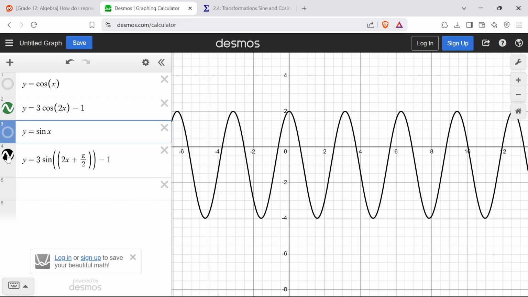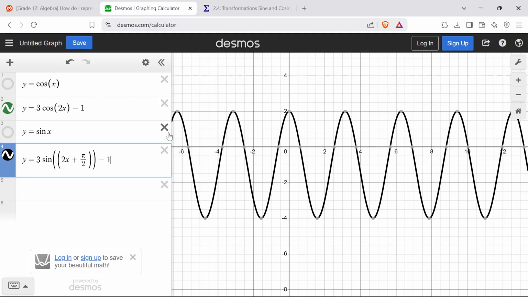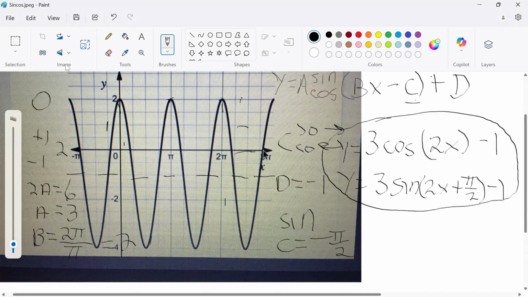And notice they are the same function. When I turn on the sine one, it's right over the cosine one. And it's at its highest point at 2. It's then at its lowest point at pi over 2, back to its highest point at pi, again to its highest point at 2 pi, just like this graph. It's at its highest point at 0, then highest point at pi, then highest point at 2 pi. So these are indeed the correct graphs for this situation.